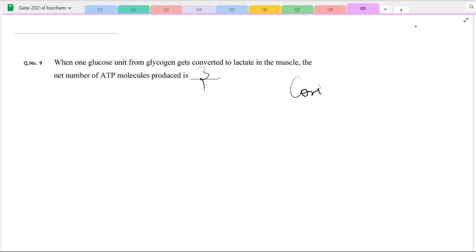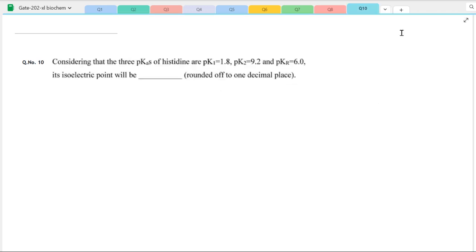If you look at the Cori cycle, which I am not discussing in this video just for the purpose of keeping it short and to discuss only the previous year's questions, and understand how glycogen metabolism is being circled between the skeletal muscle and the liver, then you will understand that the net number of ATP molecules produced when one glucose unit is removed from glycogen and converted to lactate is 3. So that's a simple question. Moving on to the next question.